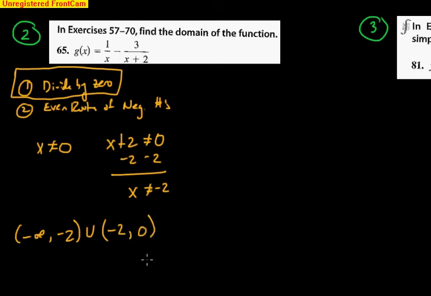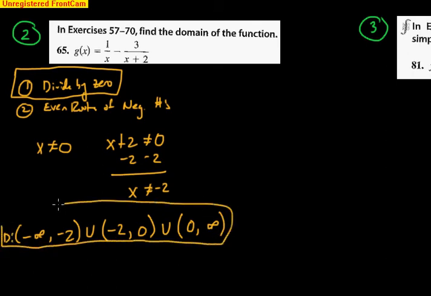We can't be 0, so we close the parenthesis. We create another union. We open our parenthesis. We pick back up at 0. And we go all the way to infinity, because we could be everything else. And there's the domain, D for domain, of this function. Okay? So remember these two domain issues when doing a problem.